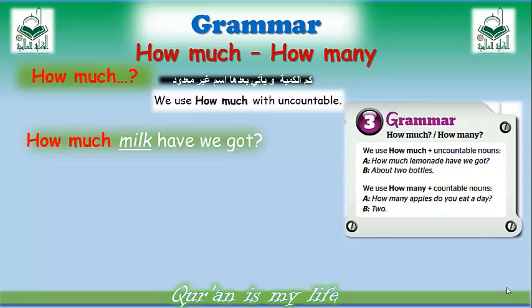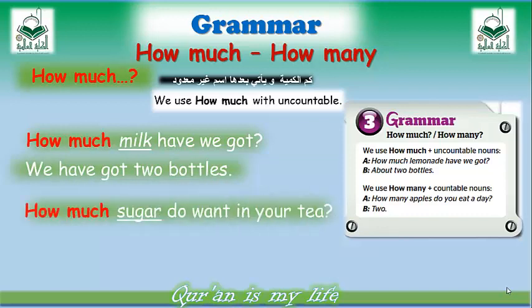Let's have one example. How much milk have we got? Look at the word milk. It's an uncountable noun, so we are going to ask about milk using how much. For example, the answer, we've got 2 bottles. Another example, how much sugar do you want in your tea? 1 spoon. Look at the word sugar. Yes, very good. It's an uncountable noun, so we are going to use how much.